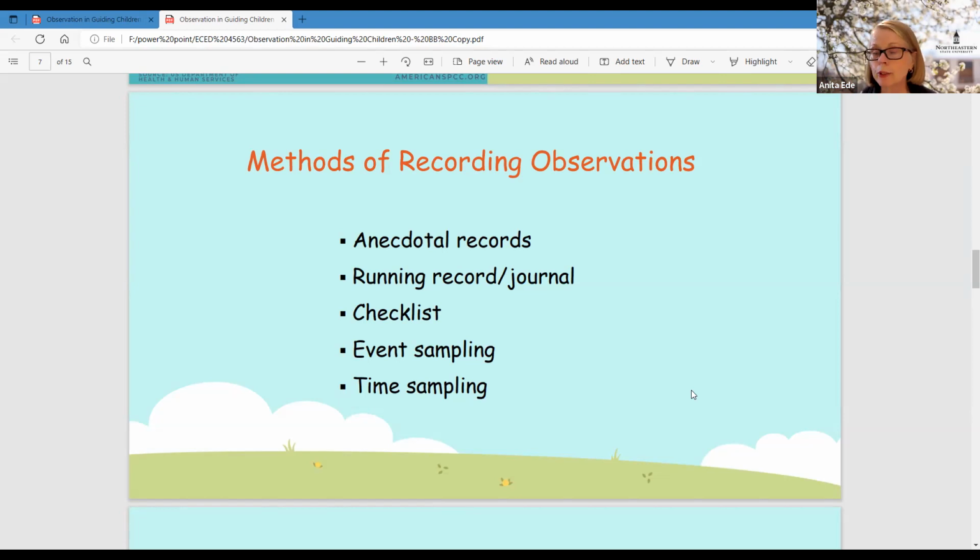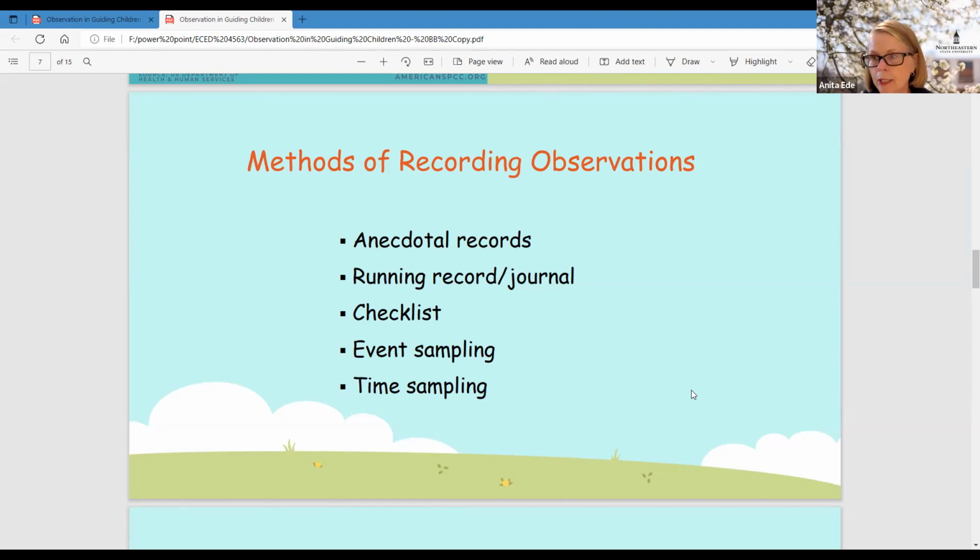You can also do an event sampling. And that would be a specific event like lunchtime or recess. Say, for instance, you have certain behavior issues that come up every single day at lunch. Well, that's an event, and you're going to go just to that event, and you're going to sample the behaviors, look at the different behaviors by the children at that time, and record it.